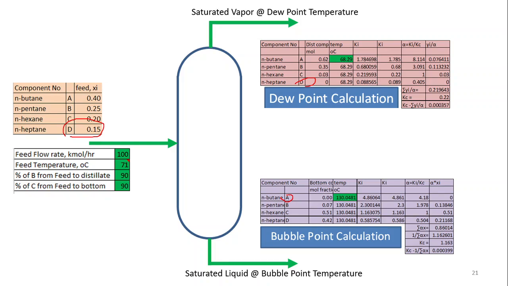So we can go for the dew point calculation at the top, and we can go for the bubble point calculation at the bottom, and we have found about 68 degrees Celsius as the temperature at the top for the given composition, and 130 degrees Celsius as the temperature at the bottom, that is the bubble point for the given composition of ABCD. The second thing we should remember is that the dew point at the top is lower than the bubble point at the bottom, because we know that the temperature profile is higher at the bottom and lower at the top.